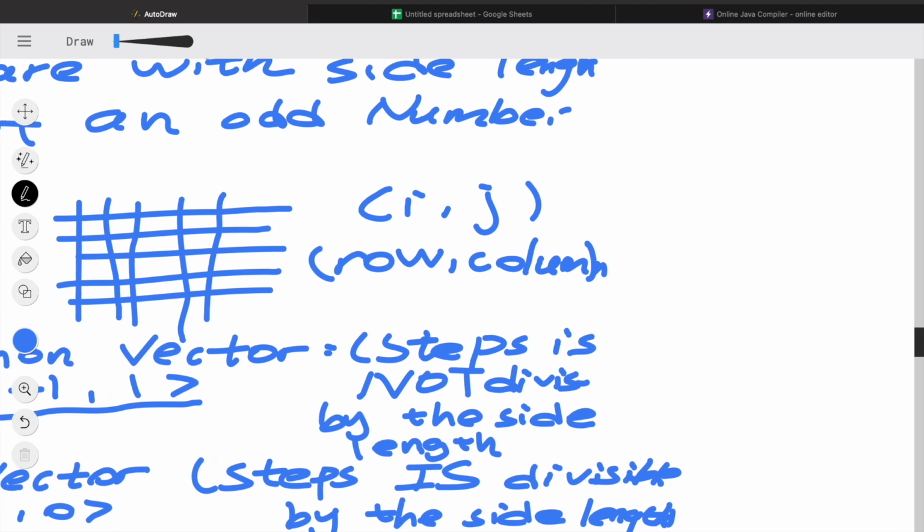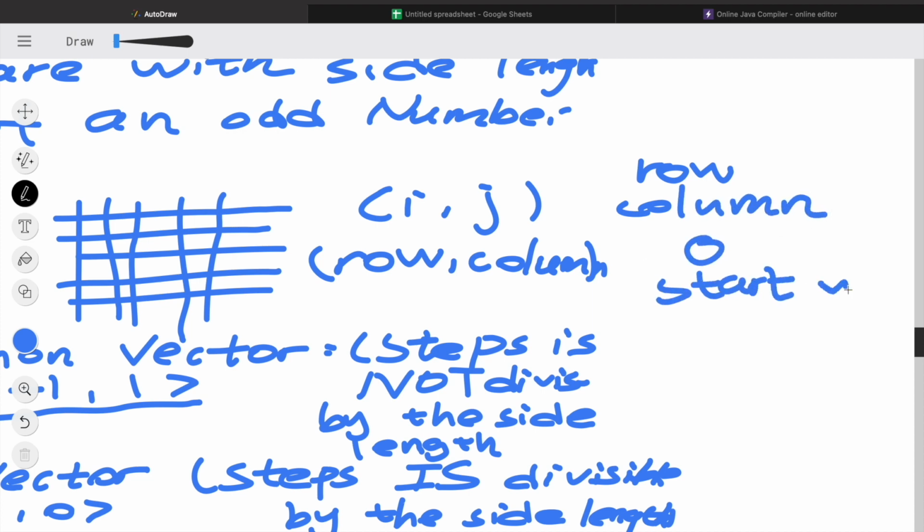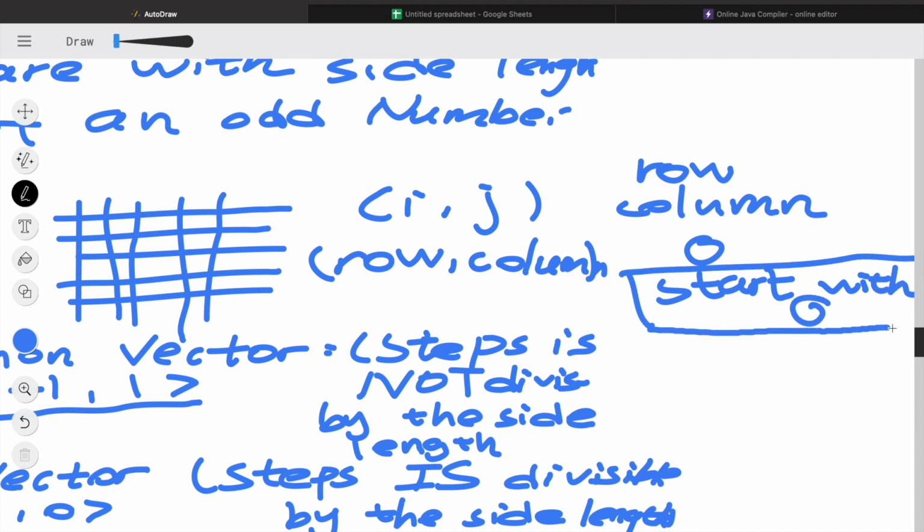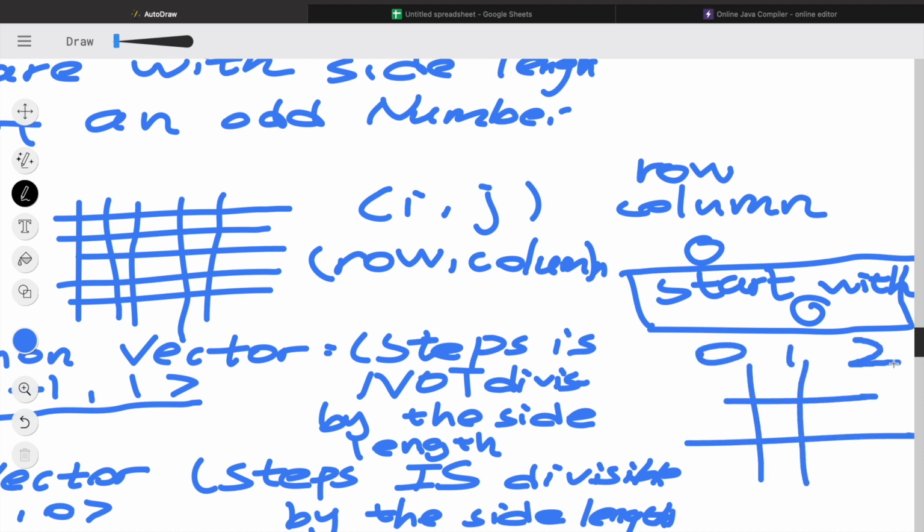And then, for the graph, for the row and column, we are going to start with 0, not 1, because it's more comfortable for me. So for example, this is 0, 0. This is row, column 0, 1. This is 0, 2. This is 1, 0. This is 1, 1. This is 1, 2, okay? So after we have discussed this, let's begin.